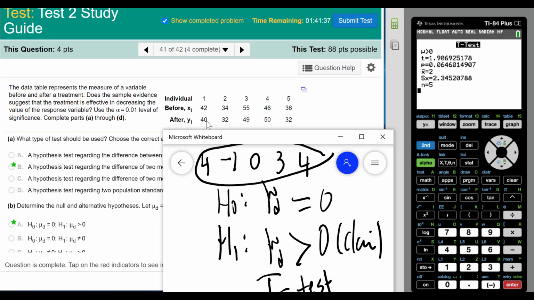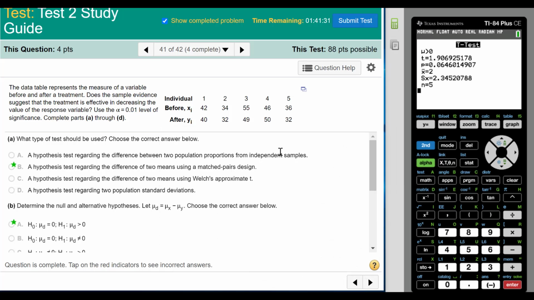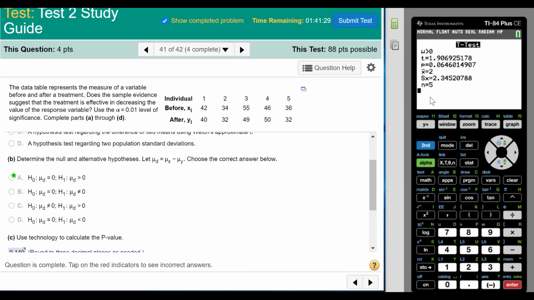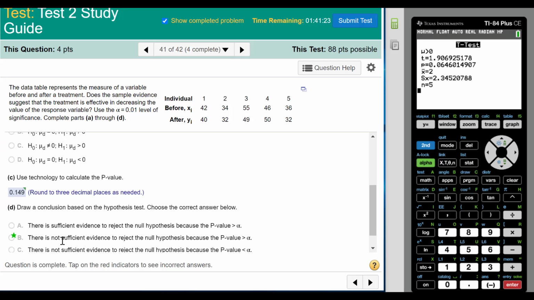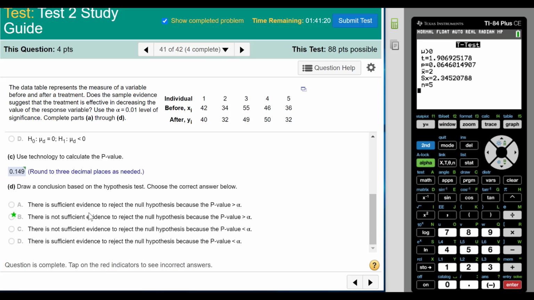So here 42 minus 40 is going to be a 2. 43 minus 32 is going to be a 2. But I'm using the data from the previous problem. So you just put them in and you do this. You get the p-value, you put it there. This is bigger than alpha. You fail to reject the null hypothesis, and you say there is not enough evidence to support the claim.